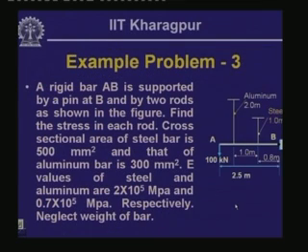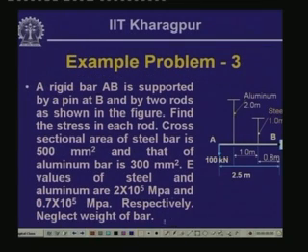Well, let us look into another example of such an indeterminate system, which I was citing as an example. AB is a rigid bar, supported by a pin at B and by two rods, which are at distances of 0.8 meter and 1.8 meter from B. This is a steel rod of length 1 meter, and this is an aluminum rod of length 2 meter, and this bar is subjected to a load of 100 kilonewton at the point A.